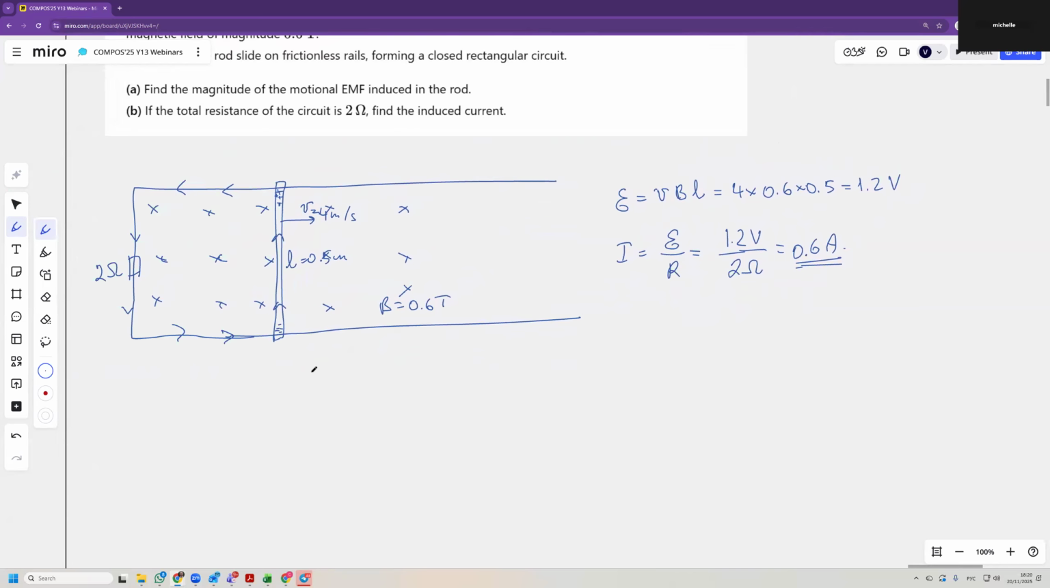So you might ask me, but if the rod is moving, now current is flowing, so energy is being dissipated in the resistor. What is the source of that energy? Do you know?